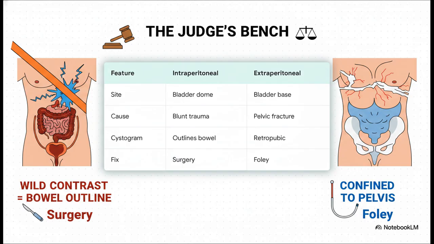Let's step back up to the judge's bench to contrast these two traumatic presentations. An intraperitoneal rupture happens at the bladder dome, usually from blunt force trauma, like a seatbelt compressing a really full bladder. The contrast dye will wildly outline the bowel loops, and this mandates immediate surgical exploration and repair. On the other hand, an extraperitoneal rupture occurs at the bladder base. This is typically sheared by bone spicules from a pelvic ring fracture. Here, the contrast stays confined to the pelvis, and believe it or not, you can actually manage this conservatively with just a Foley catheter to drain it.